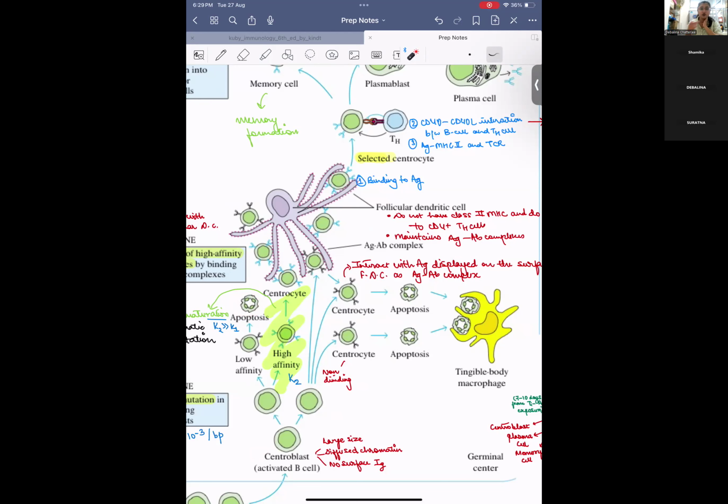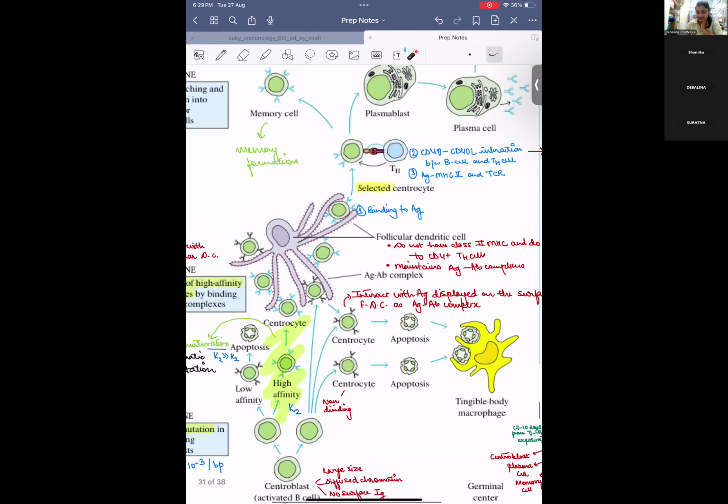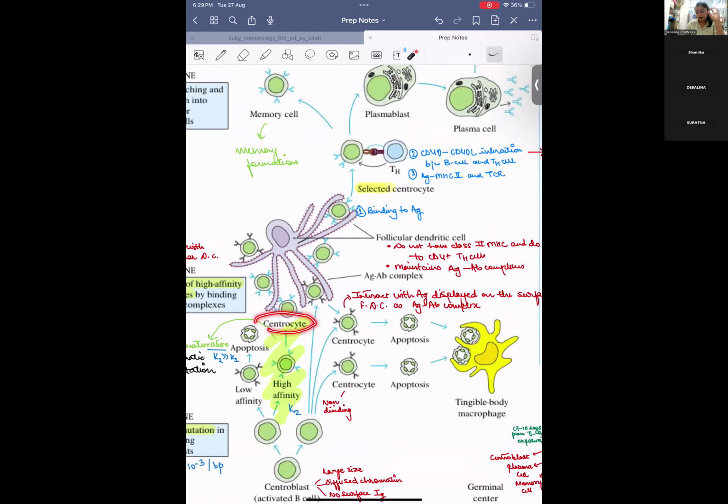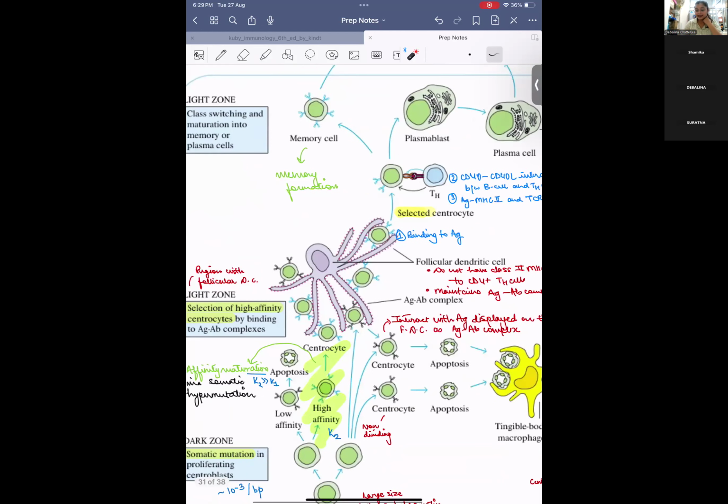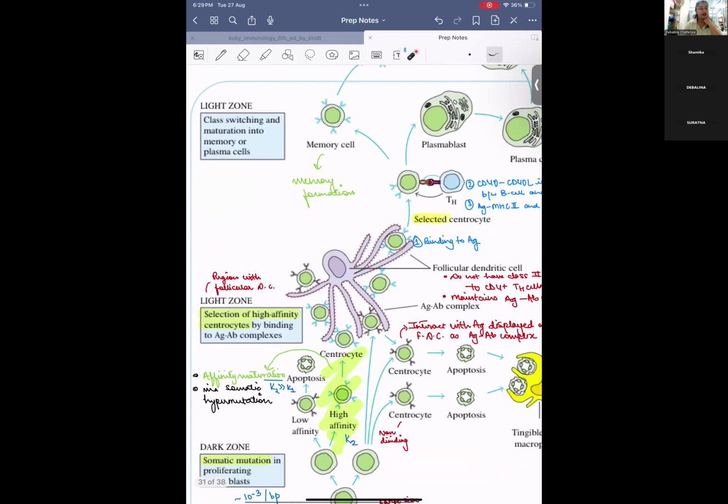So anything that is not useful to the body, it asks the cell to undergo apoptosis. The body has enough signaling mechanisms in place which ensures that every non-useful cell is triggered for apoptosis. So this high affinity centrocyte, the hero cell that has now come up after a lot of division, during the division, it has accumulated a number of hypermutations, and now this can bind to the antigen which is presented to it by this octopus-like structure that you see.